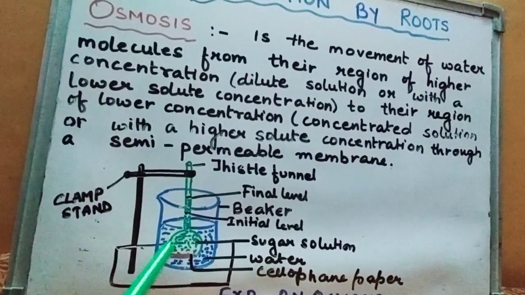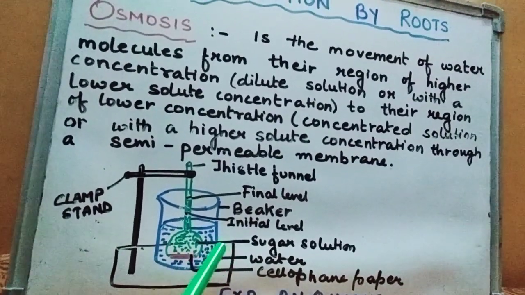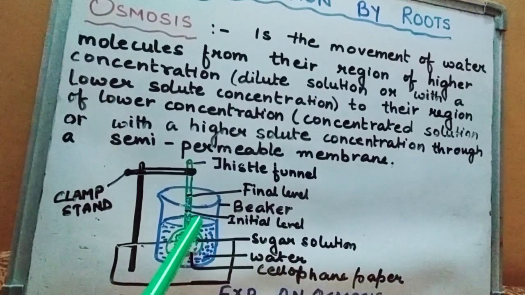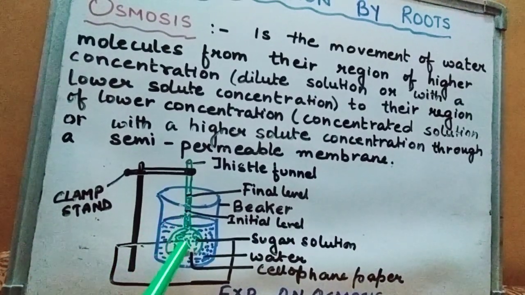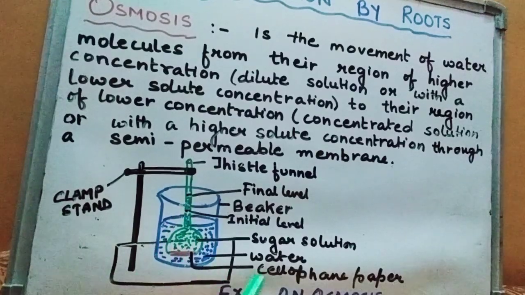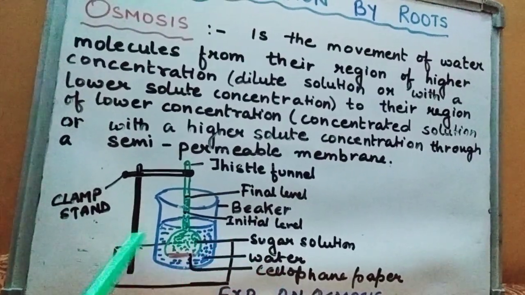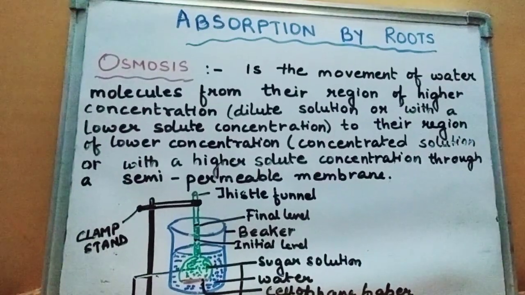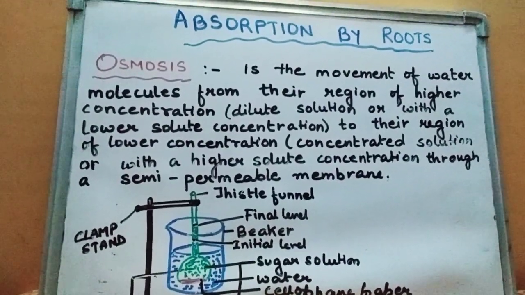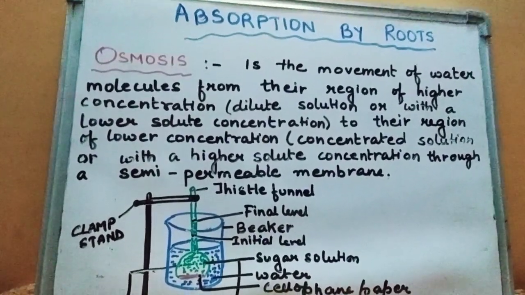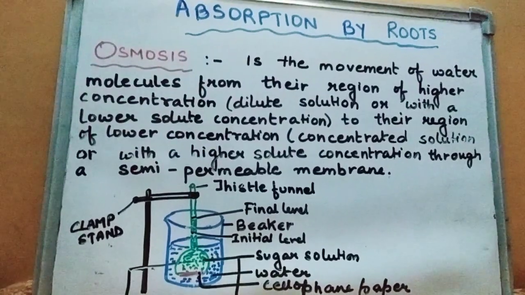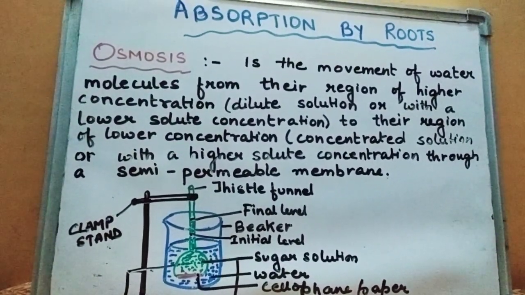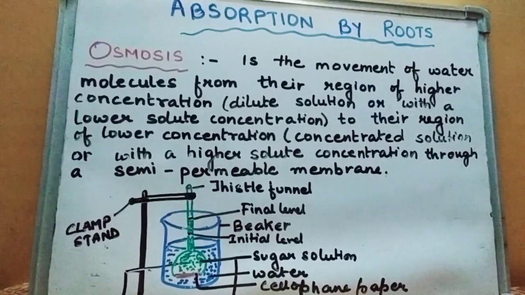So here the movement of water molecules was from the beaker into the thistle funnel, increasing the level of sugar solution in the thistle funnel through the cellophane paper, which acts here as a semi-permeable membrane. So we have to understand that in this way, there are different experiments on osmosis, taking animal bladder, which acts as a semi-permeable membrane; viscose bag is there, muslin cloth is there.